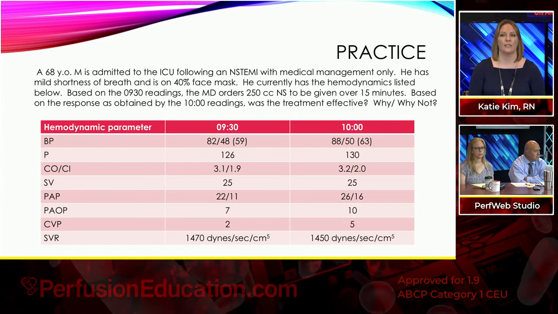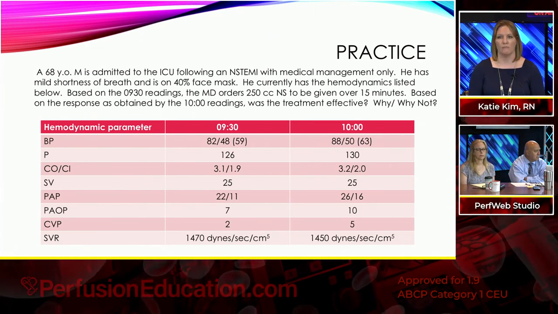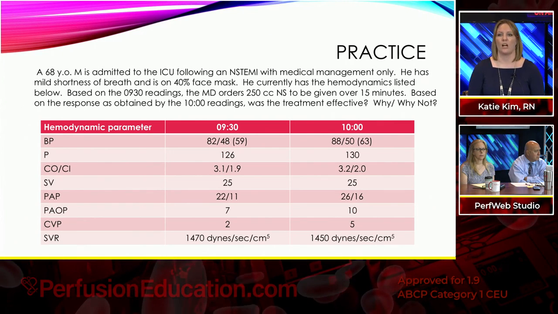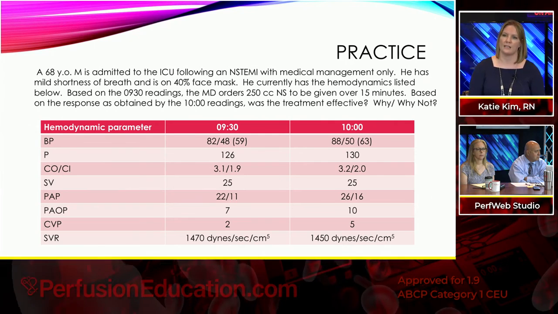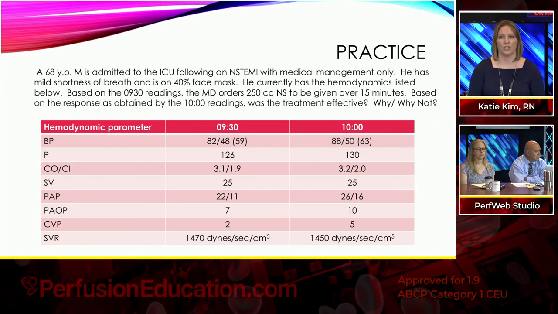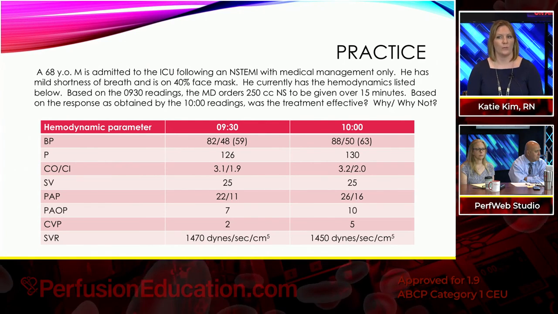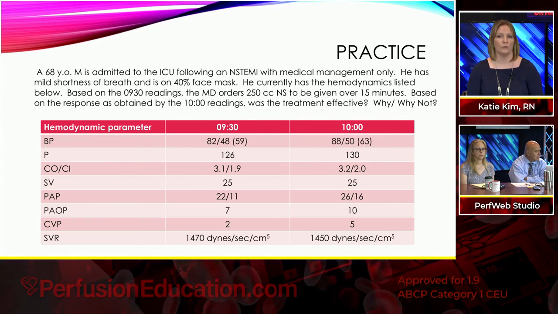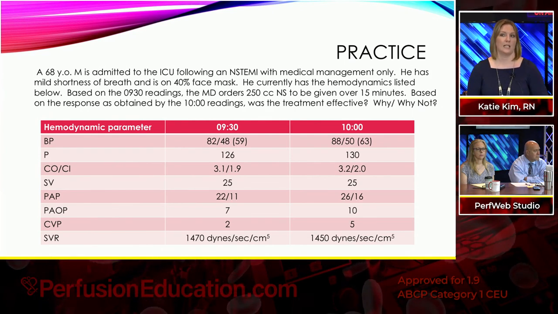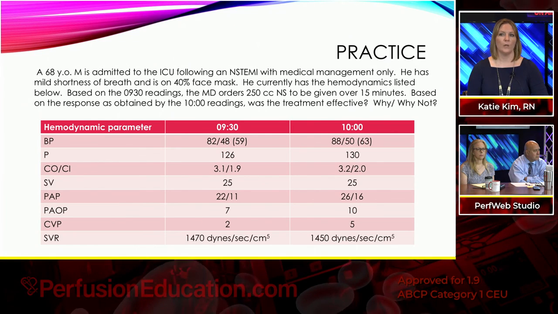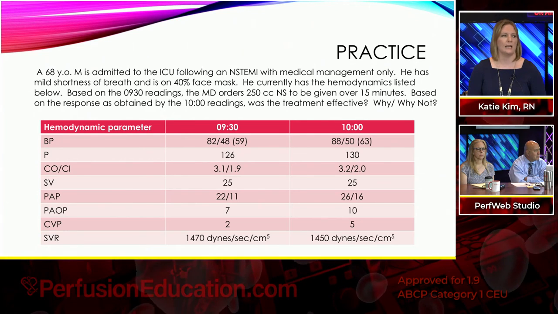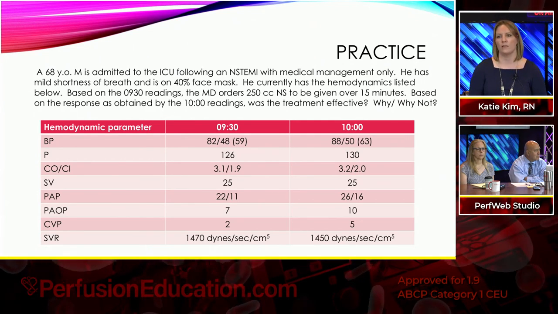At 9:30, his blood pressure is 82/48 with a MAP of 59. Pulse is 126. His cardiac output was 3.1, index of 1.9. Stroke volume was only 25. His PA pressure's 22/11 with a wedge pressure of 7. CVP is 2, and his systemic vascular resistance was 1470 dynes. So the doc decides, well, let's give him 250 cc's.